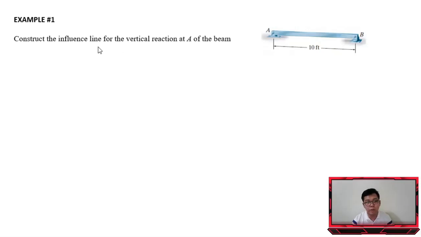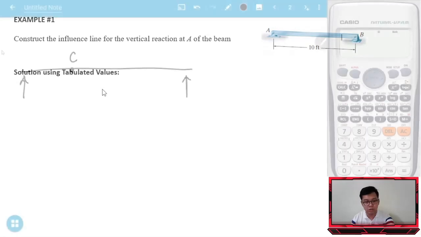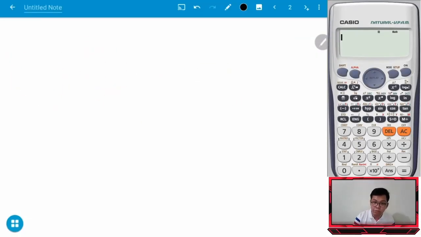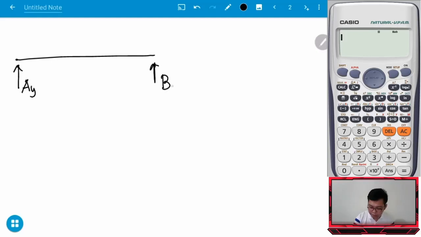So, the question, guys, is the influence line for the vertical reaction at A. We will solve for the vertical reaction here at A. What we'll do is the same as before. We have a tabulated solution, so I'll put it here. Let me transfer the beam first. So, this is the beam. Let's call these AY and BY. Okay? That's our beam.